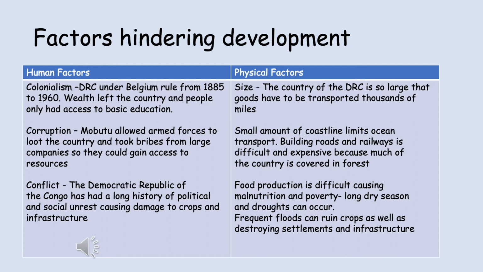In terms of physical factors, these natural factors that have hindered development, the size of the country is one. The DRC is a very large country and has quite a sparse population, which means that goods have to be transported thousands of miles, and also it's very expensive to invest in infrastructure. As mentioned previously, the DRC has just a very small amount of coastline, and this limits ocean transport and trade. Building roads and railways is difficult and expensive, especially because most of the country is covered in forest.